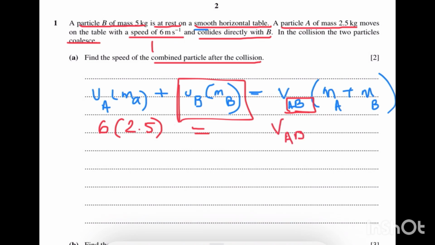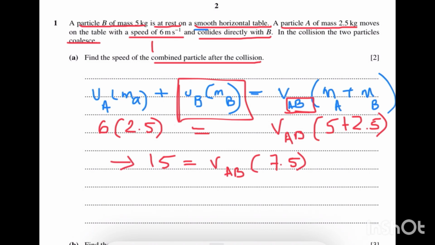So this AB is the combined particle, and this is the speed we have to find out, which is the speed after collision. And since both particles coalesce, which just means that they become one, it will have the mass of both A and B. So that will be 5 plus 2.5 kgs. If we simplify this and divide by 7.5 on both sides, we get that the velocity of the combined particle directly after collision is equal to 2 meters per second.